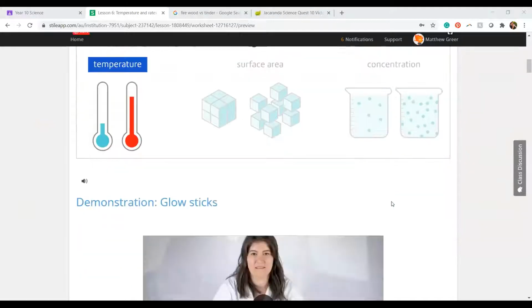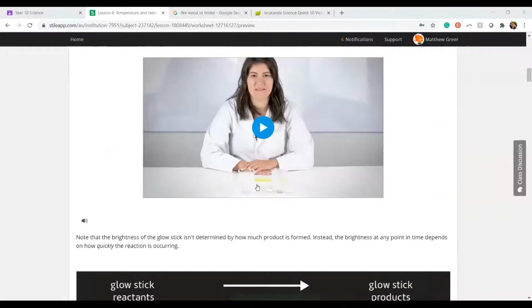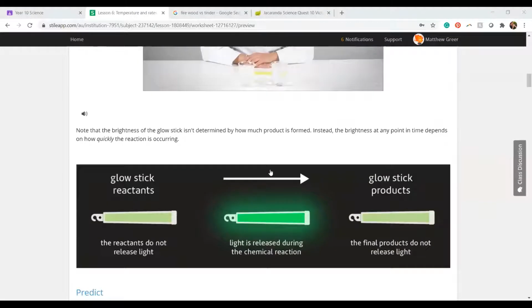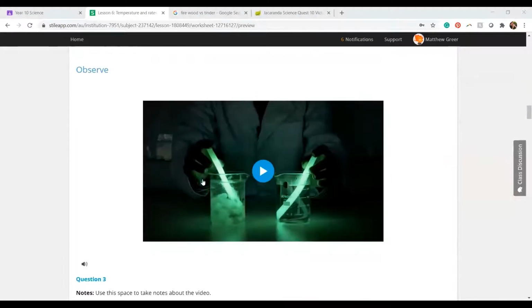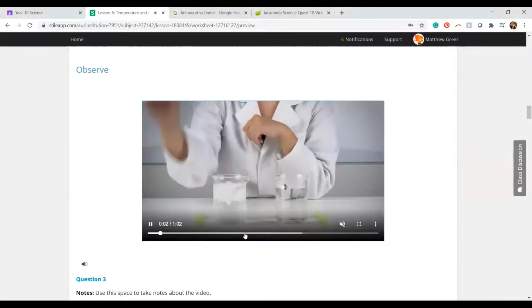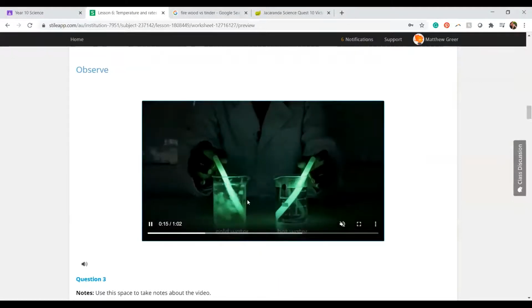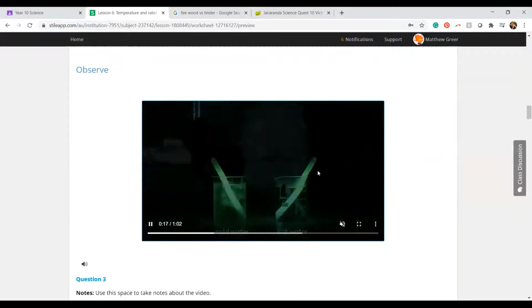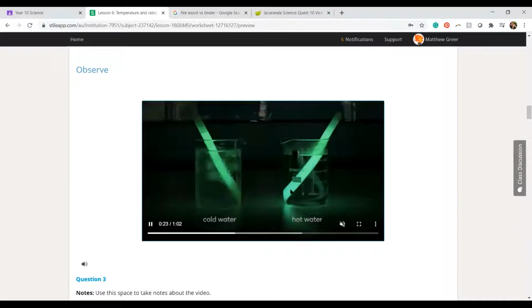I haven't decided yet. So there's a video here, and what they do is they talk about glow sticks. They put a glow stick in cold water or a glow stick in warm water, and they see what the difference is. They said that light's released during the chemical reaction. But the one that I wanted to get to is this part, if I skip this here. So you watch, right? Initially, they're both the same color, and then as time goes on, this reaction, because it's hot, reacts really, really quickly, and the cold reaction reacts really, really slowly.